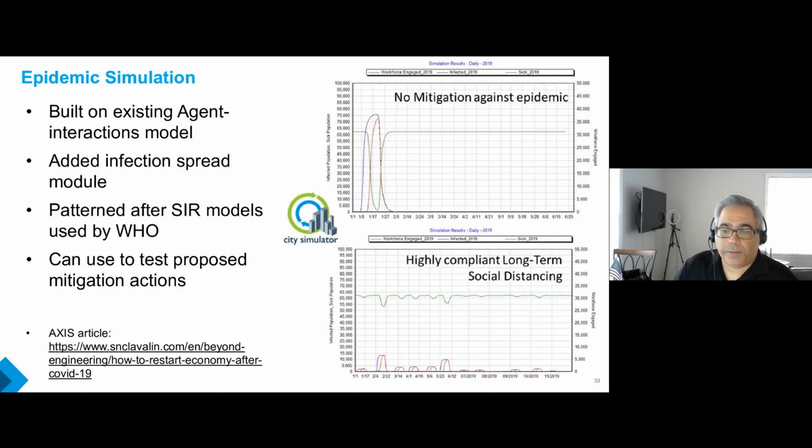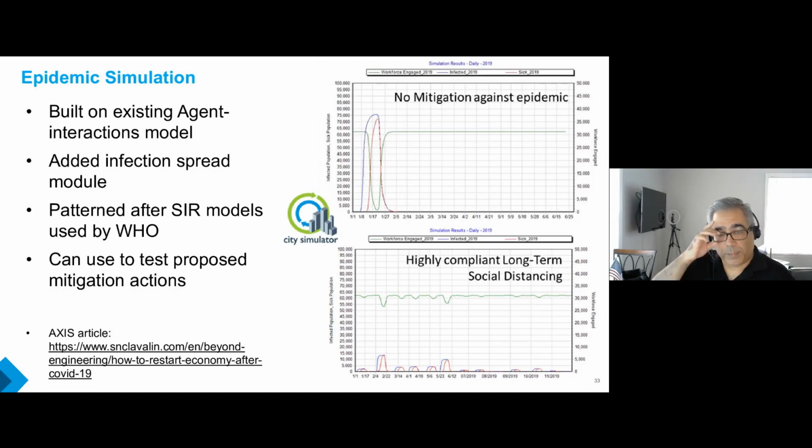One final thing I wanted to go through here is epidemic simulation. When COVID first started up in spring of 2020, it occurred to us, hey, we're already simulating agents moving through a city, we're simulating buildings, we're simulating people going to work, and so on. So we could actually very quickly stand up an epidemic model, which we can then make available in addition to the other types of simulation that go on in the tool.